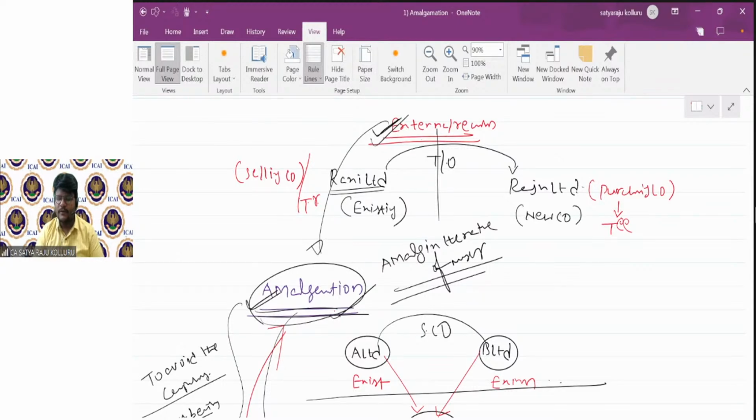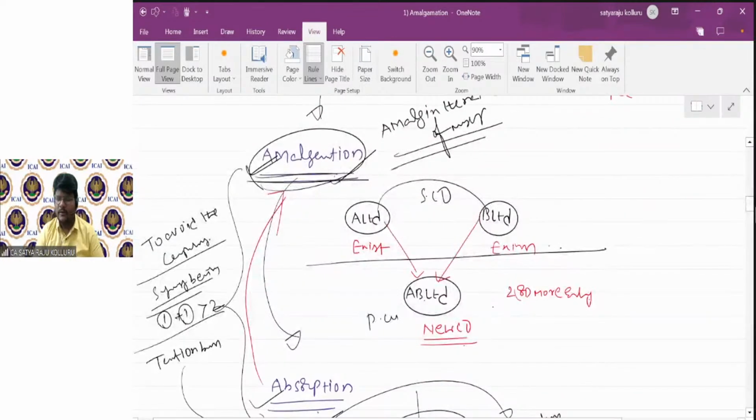There are two different companies: a purchasing company and a selling company. The company which loses its existence is the selling company. The company which acquires is the purchasing company. Various terminologies are used. The selling company is also called the transferor company, and the purchasing company is called the transferee company. In pure amalgamation, the selling companies are called amalgamating companies and the purchasing company is the amalgamated company. Whatever terminology is used, the ultimate meaning is either selling company or purchasing company only.